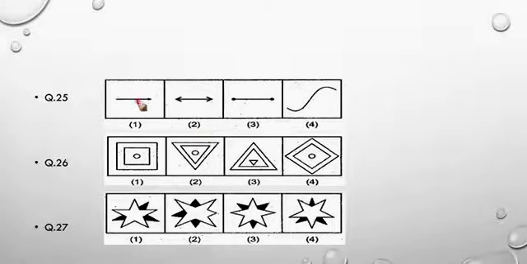Let's go to question number 25. In question number 25, there are four options given. The first three options have got straight lines, but in case of option 4, there is no straight line, it has got a curve. So problem figure 4 stands out as a different figure. So the answer to question number 25 is 4.